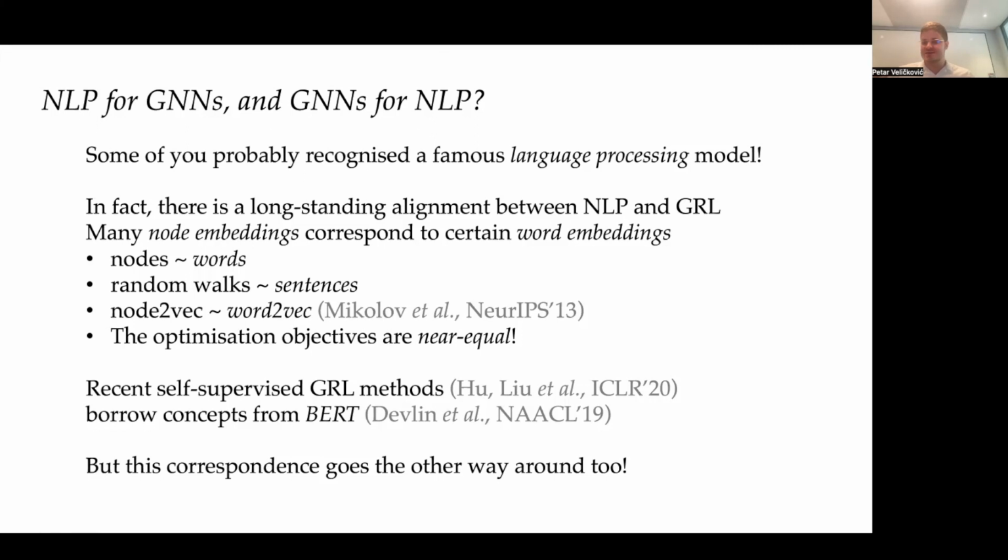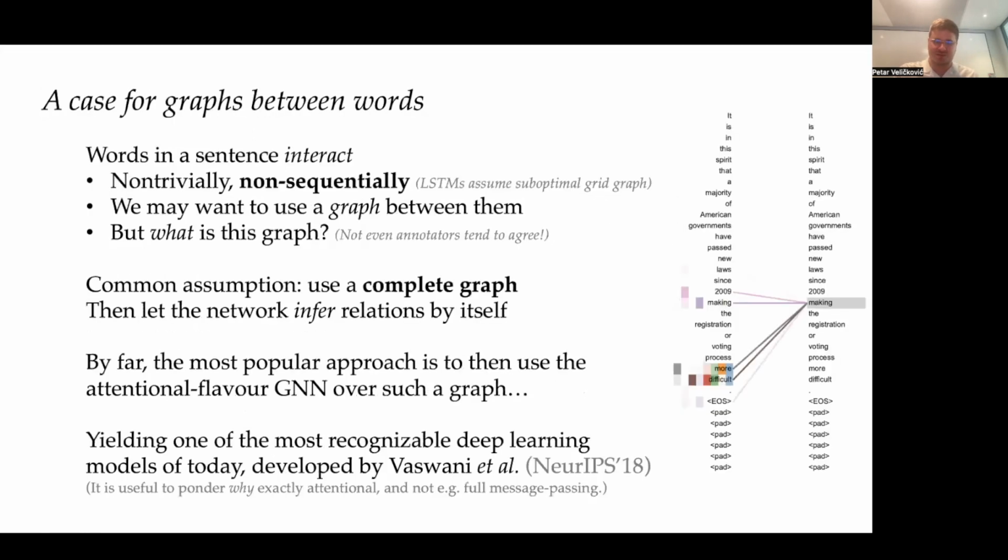The reason why this is a good thing to do is that there's a long-standing alignment between natural language processing and graph representation learning. In fact, many of the early methods for representing graphs, the node embedding methods, very much one-to-one corresponded to traditional word embedding methods in natural language processing. Even their optimization objectives are near equal once you take into account these equivalences. And recently, self-supervised graph representation learning methods borrow a lot of concepts from popular NLP methods like BERT. But what's very important is that we can take this correspondence in the other direction as well.